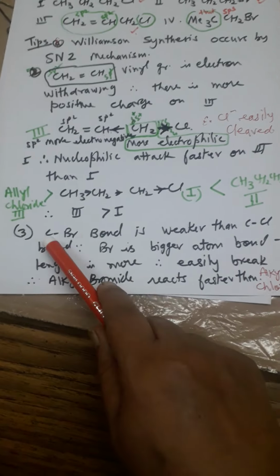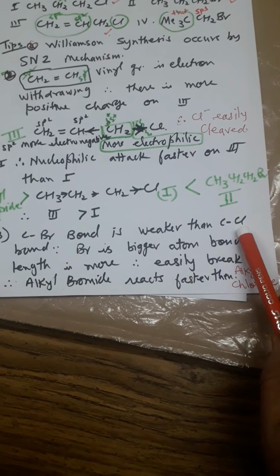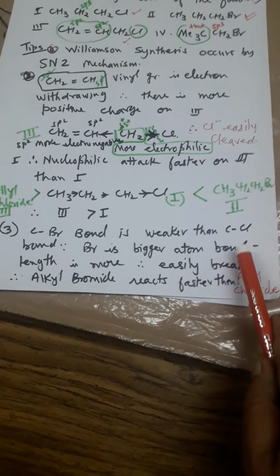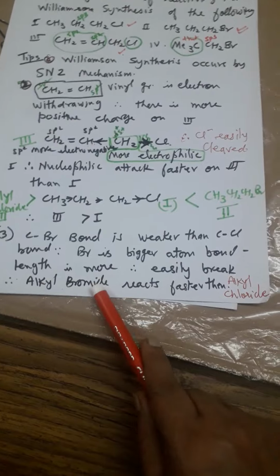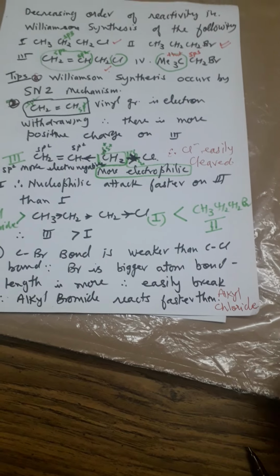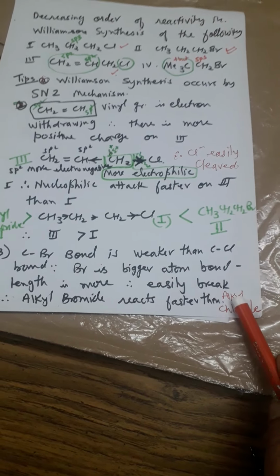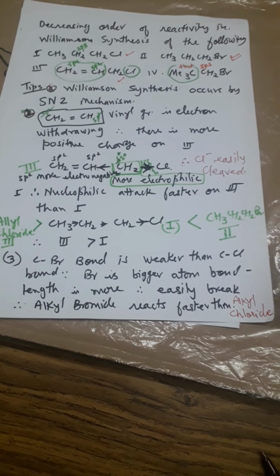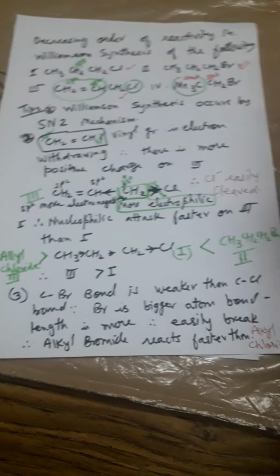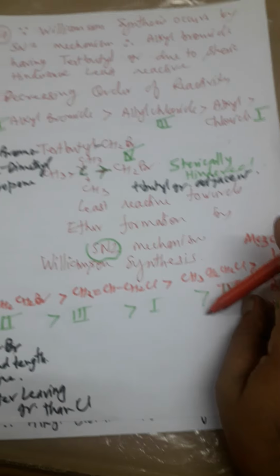See here, I have written that the C-Br bond is weaker than the C-Cl bond. Br is bigger in atom, so the bond length is more, so it breaks easily, and so alkyl bromide reacts faster than alkyl chloride. So we have seen that this alkyl chloride is less reactive as compared to allyl chloride as well as bromopropane. Clear?